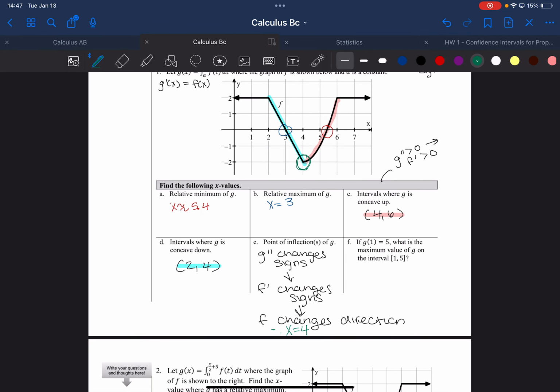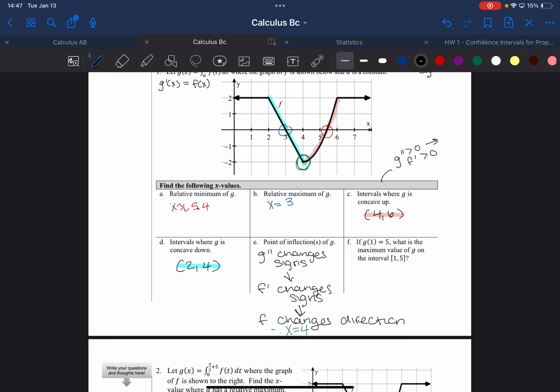Okay, again, changes direction. It's going from a negative slope, and then it goes back up to a positive slope. Changes direction. 2 and 6 can't be points of inflection because it's not going in the opposite direction. So if it goes from positive, we would expect it to go negative. For those points, it's kind of just staying constant because of the straight line.